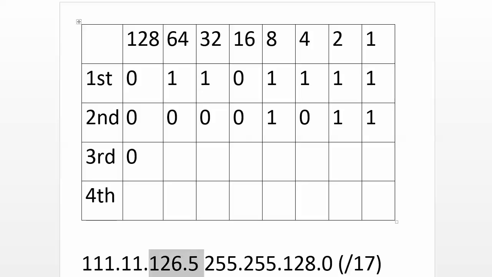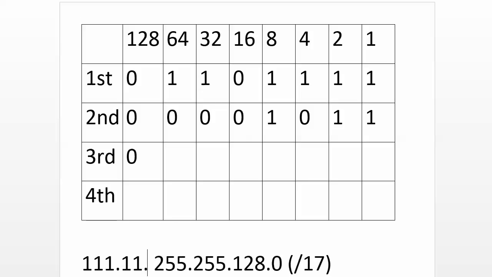So, what would that be? We know the first 2 octets would be the same, really, 111 and 11, and the rest of it is just zeros. So your mask, of course, remains the same. Your subnet that this IP address is on is 111.11.0.0, 255.255.128.0, or /17, just depending on how they want to give it to you. Just that simple. Let's do one more.